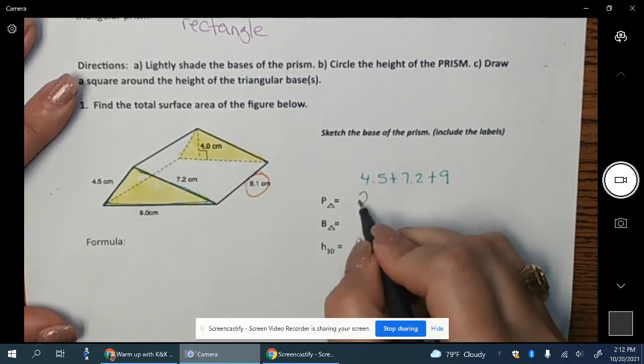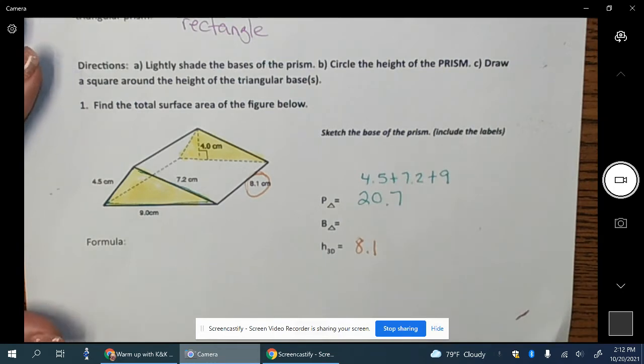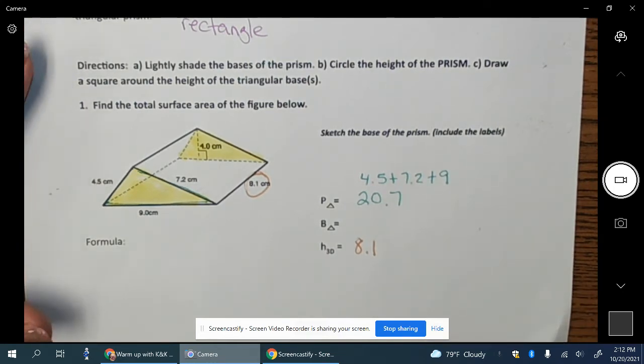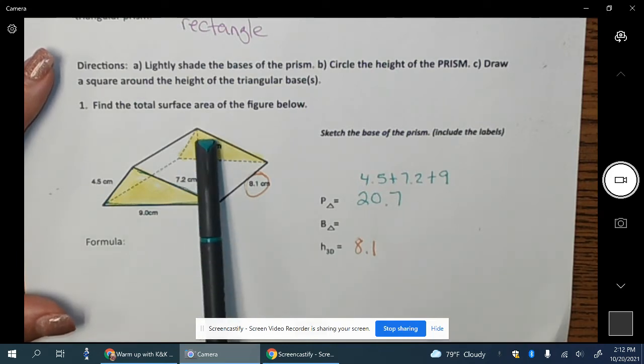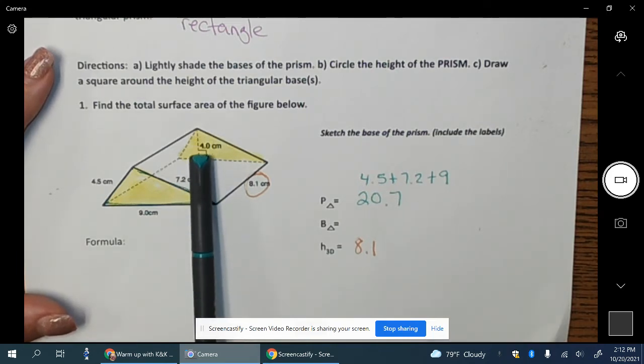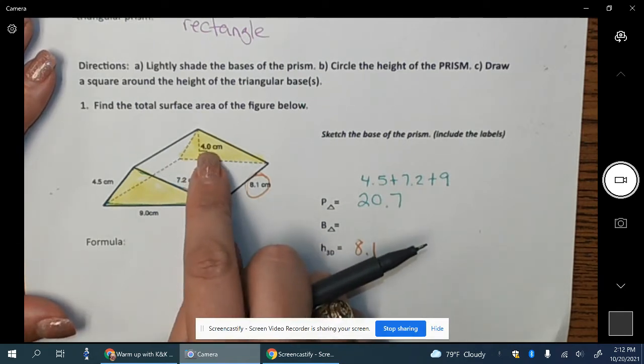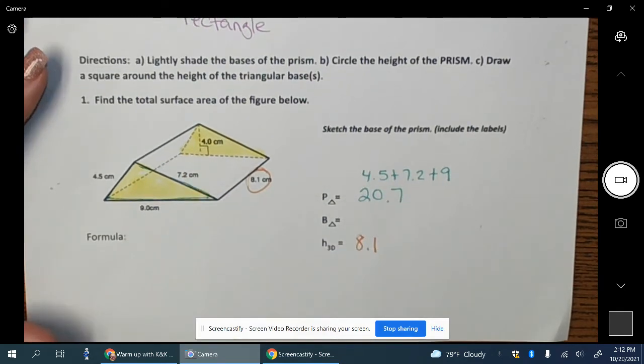Good, Lincoln. Why am I not using that 4? Because it's in the height. Where is that found? Inside. It is the leg of the right triangle, but the 4 is inside. So if you're doing perimeter, don't do the inside. Okay? All right, big B.